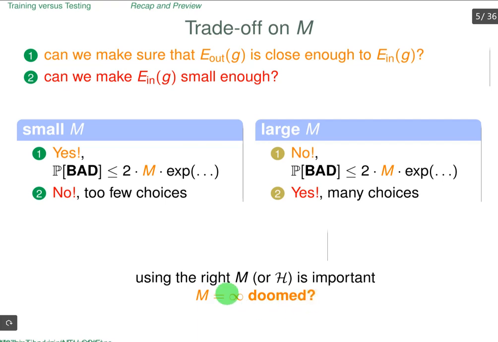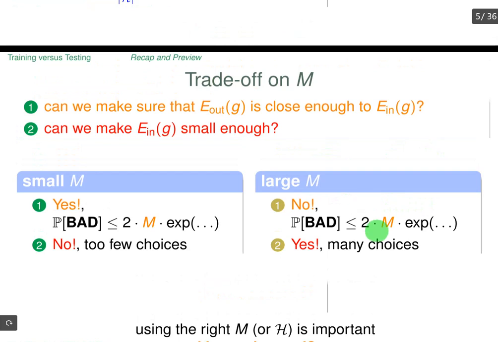And we can also see that if m is unlimited or infinite, we will never be able to answer the question of out-of-sample being close to in-sample, because the probability of bad event will be infinite.